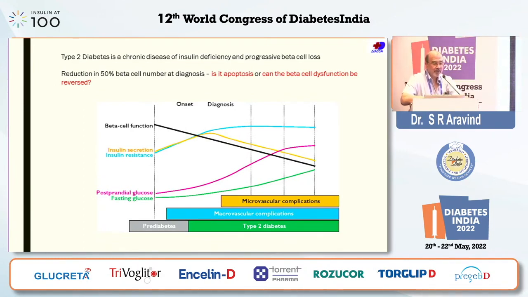And everybody talks about a reduction of 50% beta cell numbers right at diagnosis. It's been talked about for the last 20 years at least. Now the question is, what is this loss? Is it apoptosis? Or can the beta cell dysfunction be reversed? We all talk to our patients and say, look, 50 to 60% of your beta cell is gone.